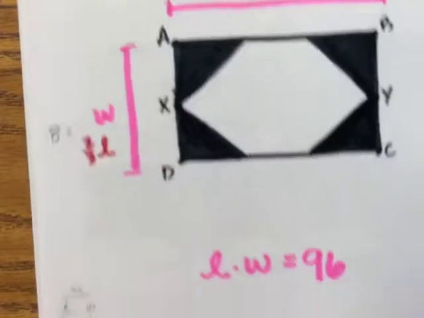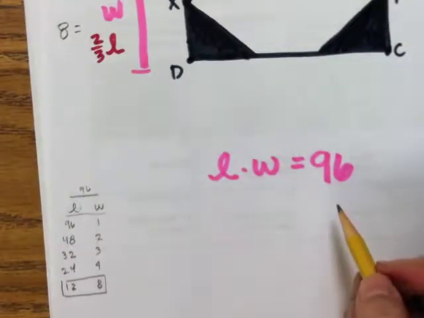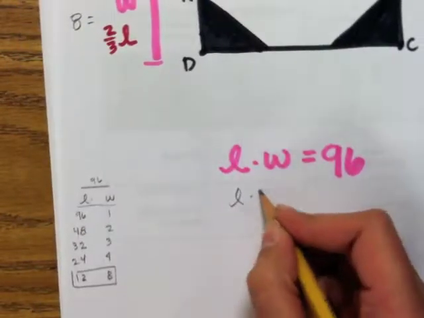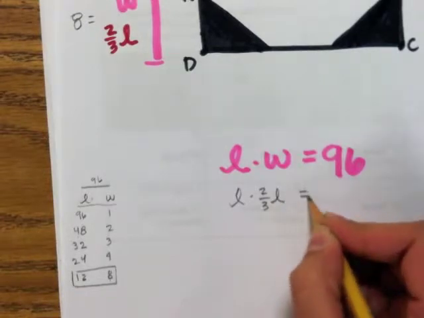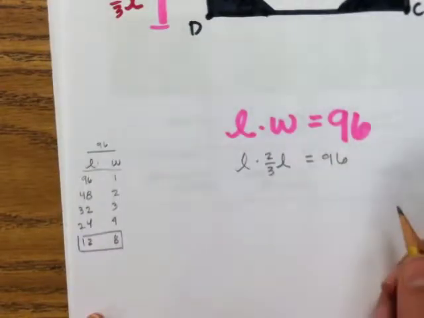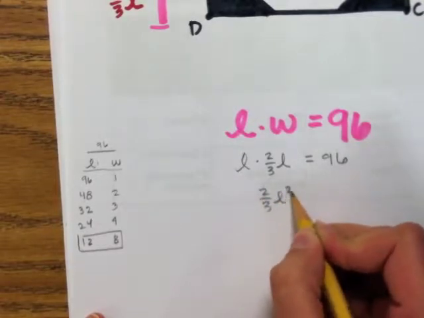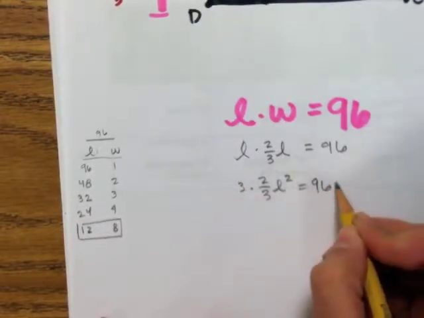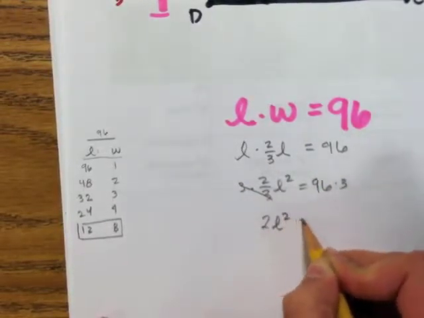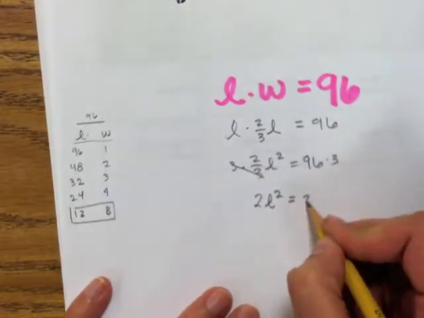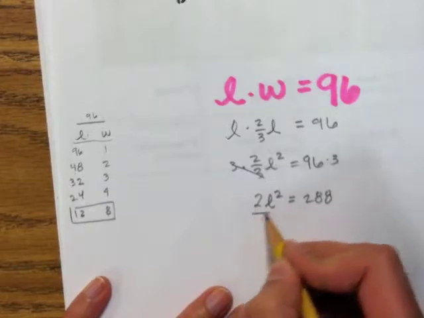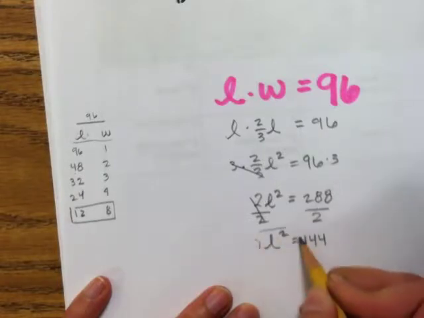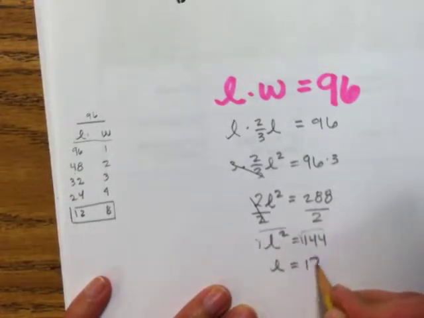If you're more of an algebraic thinker, then we can algebraically solve this. We know that the length is just length, and we know the width is 2/3 of the length, and that has to equal 96. So now we just do some simple algebra. 2/3 L squared, because L times L gives us L squared, equals 96. I'm going to multiply both sides by 3. I get 2L squared equals 288. Divide both sides by 2. L squared equals 144. Take the square root of both sides. L is going to equal 12.